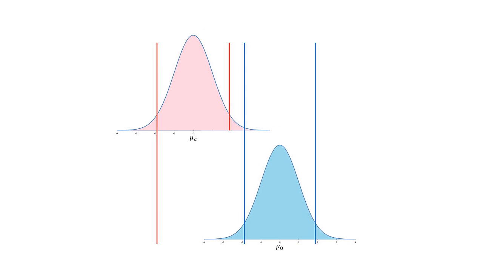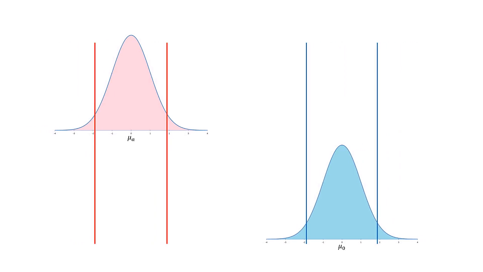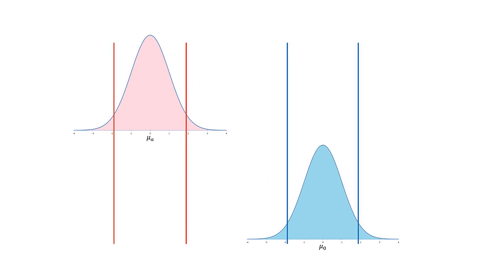So we can look at the location of their means. So the distributions could have the same variance like they do in this image, but the means could be very, very far apart, or they could overlap quite a bit.